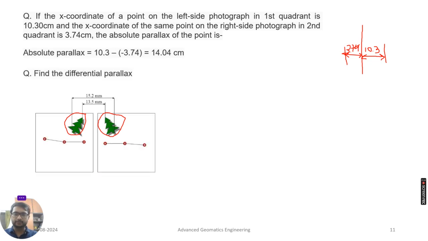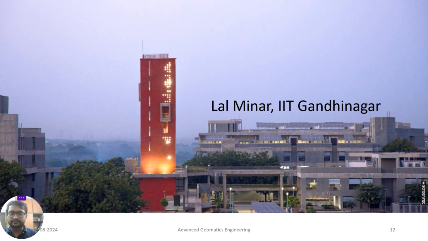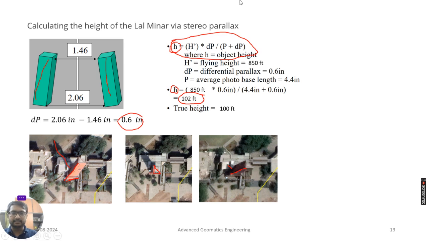I got 14.04. And in the same way, for differential parallax, if you take the top and bottom of this pen or any other object, like this box, then the parallax of the top and the parallax of the bottom, and their difference, is known as the differential parallax. Now, how do we use the differential parallax to find the height of the object? We took the example of Lal Minar and used the formula capital H times dp, the differential parallax, divided by p plus dp, which gave us the answer 102 feet, which is around the actual answer.